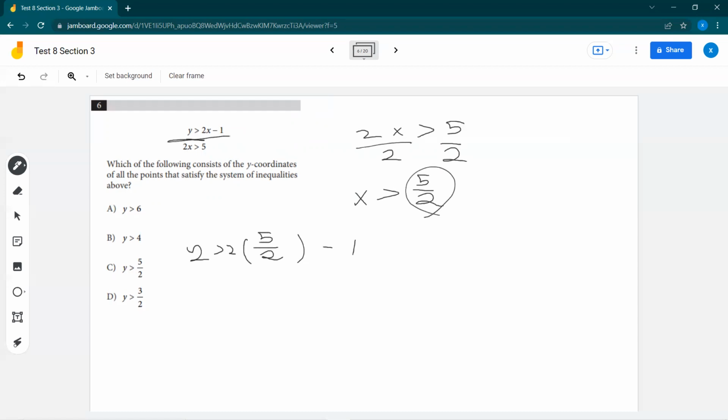Since x is always greater than this, we also know that y has to be always greater than 2x minus 1, then we can simplify and find that quantity. So we get y is greater than 5 minus 1, so y is greater than 4. That's our answer. Again, all we did is find the 5 halves, now x has to always be greater than that, plug that value in for the x here, and then find y.